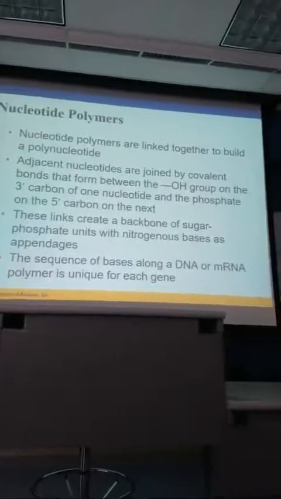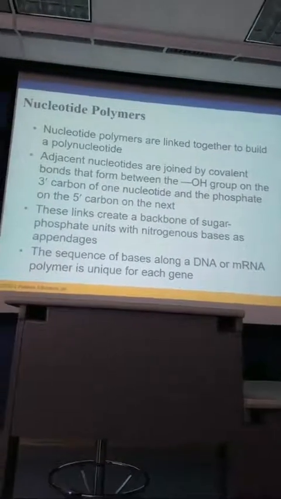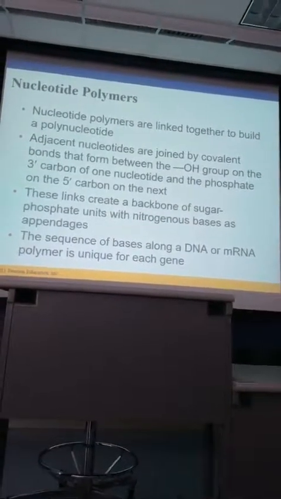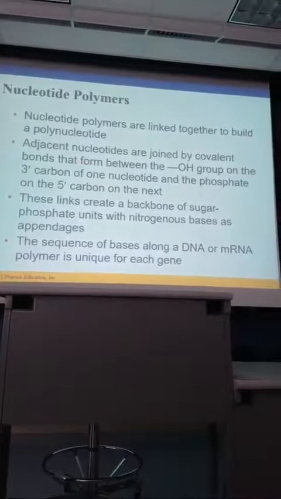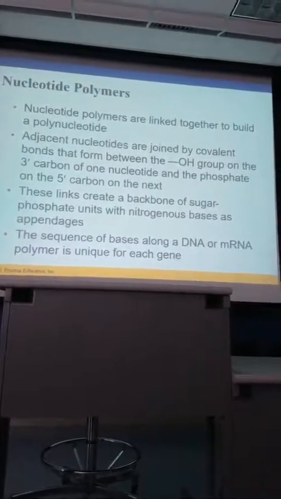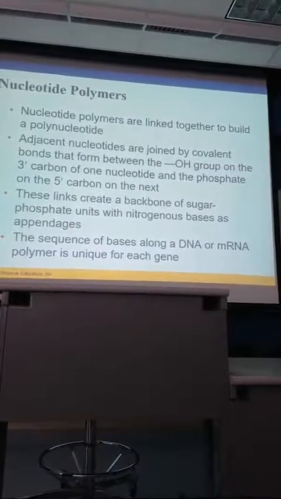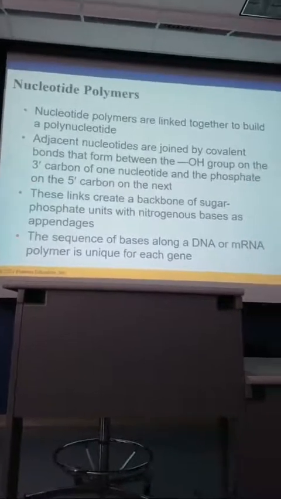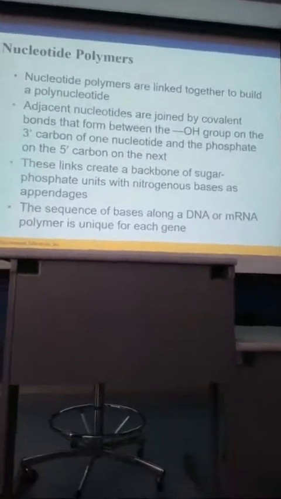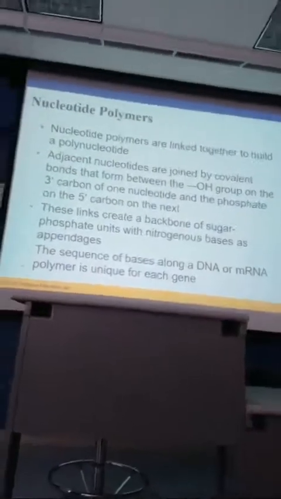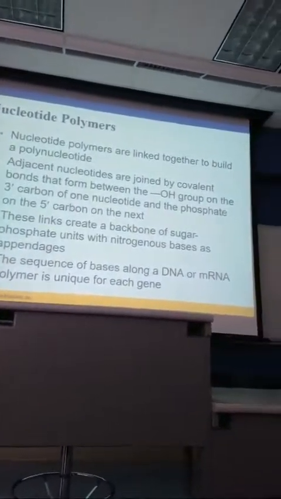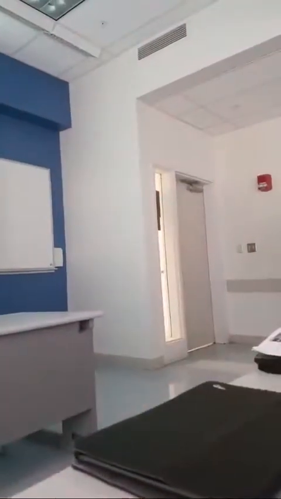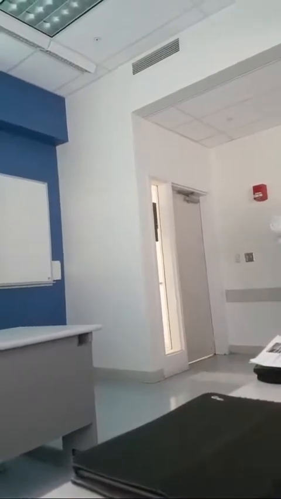Remember now, the nucleotides are polymers, or they will come together to make polymers. Nucleotide polymers are linked to build a polynucleotide. Adjacent nucleotides are joined by covalent bonds that form between the hydroxyl group on the 3' carbon of one nucleotide and the phosphate on the 5' carbon on the next. Now this is out like in one rung. These are all formed together to make that long rail. Those are covalent bonds. We don't break those ever. We want those nucleotides to stay in the proper order.